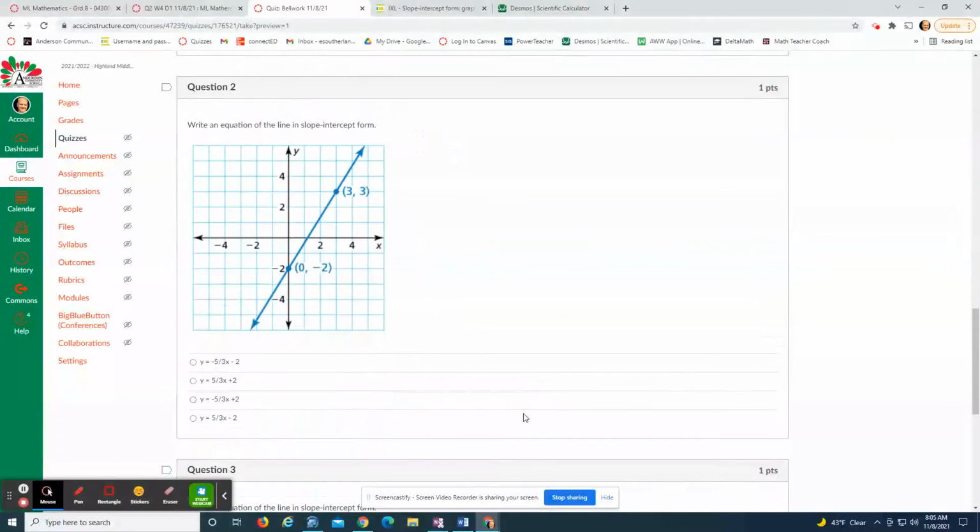Looking at the second one, it says to write the equation. So I always start with knowing two things when I'm writing an equation. I need to know what B is first. And in this case, it is right here. It is negative 2, right? Because B is the y-intercept. It's where it crosses the y-axis. And so negative 2. So when I look at this, this says negative 2 at the end. This says negative 2 at the end. That means that these two, the ones that say plus 2, cannot be it.